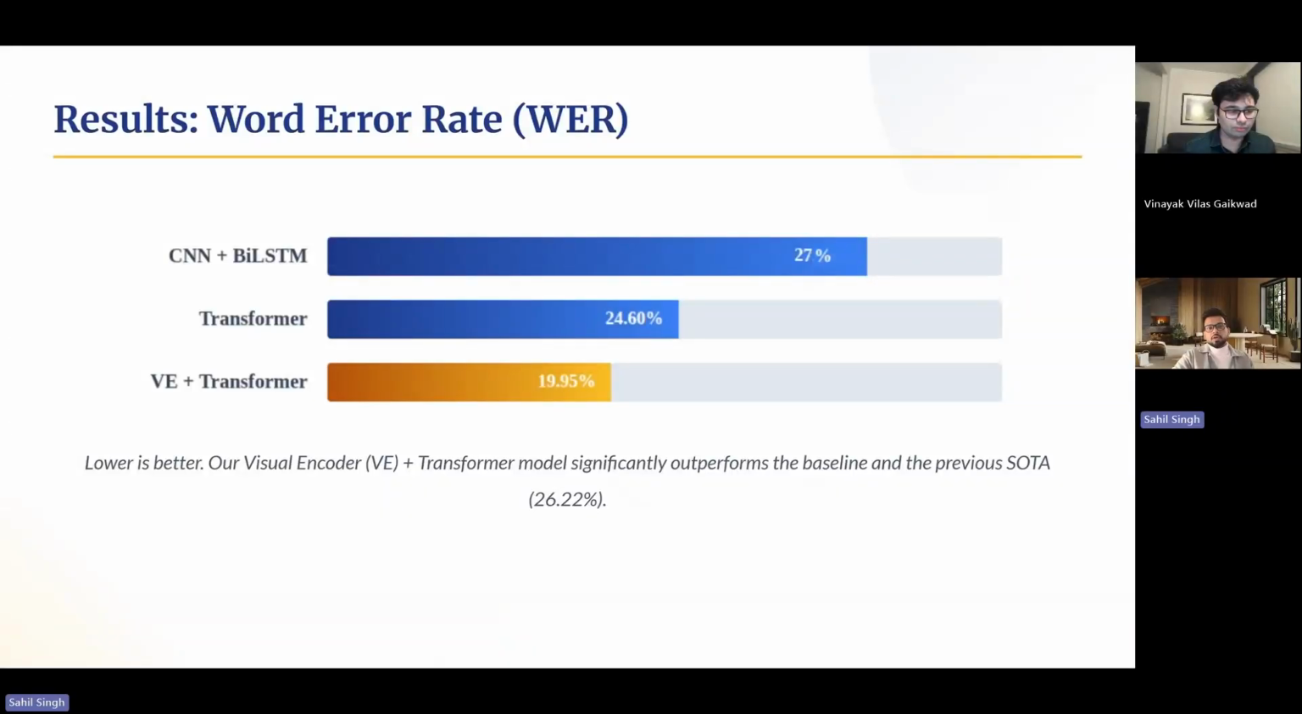Now, a comparison of the accuracies and word error rate. The CNN plus BiLSTM, which is the state of the art for Hindi, has about 27% word error rate. We realized that using a transformer-based approach, the word error rate reduces to 24.6%, and adding a visual encoder on top of that gives us even better performance, and we achieved a word error rate of 19.95%.